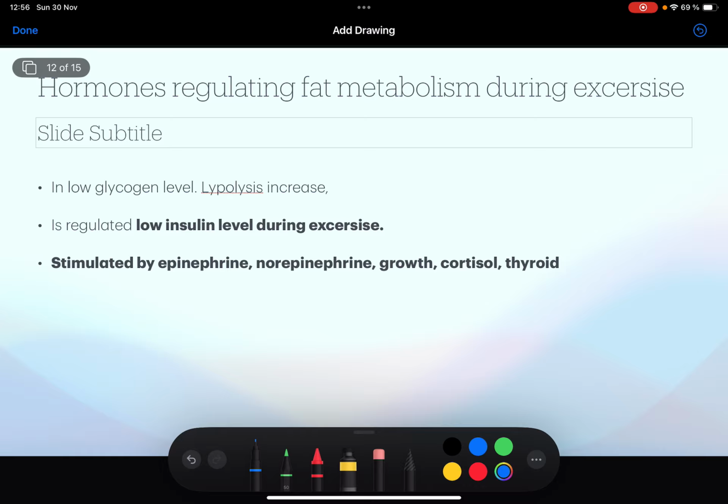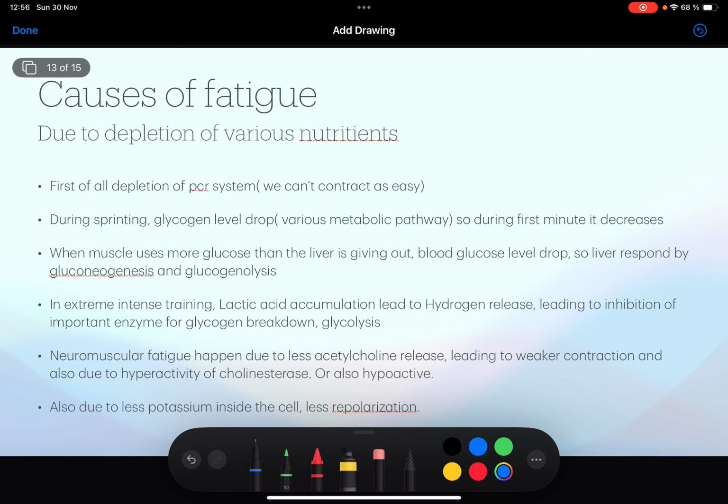You also have hormones that regulate fat metabolism during exercise. In low glycogen levels, lipolysis would increase to free the fatty acids so they can be used as a source of energy. It is also regulated by very low insulin levels during exercise, and stimulated by epinephrine, growth hormone, cortisol and thyroid hormones.